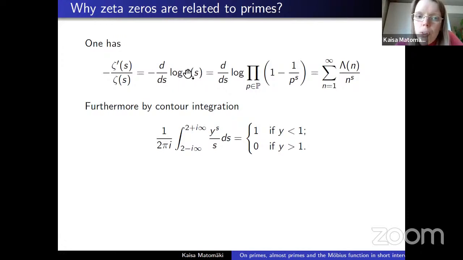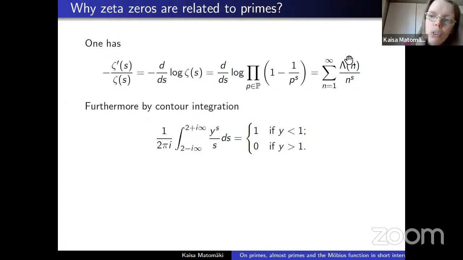For real part of s greater than 1, we can write zeta as the Euler product. There we have the product over the primes of 1 minus 1 over p to the s, to the power minus 1. And if we differentiate this, it turns out that we get the sum of the von Mangoldt function divided by n to the s. So we say that the generating Dirichlet series of the von Mangoldt function is minus zeta prime over zeta. This is the first important fact, relating the Riemann zeta function to the von Mangoldt function, and so relating it to the primes.